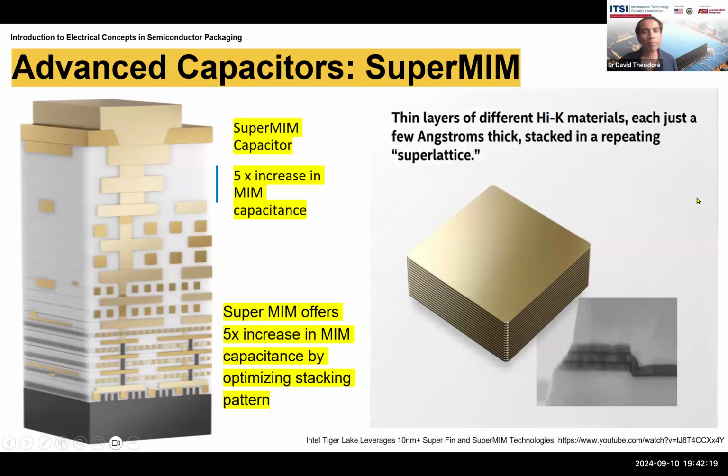So another step is advanced capacitors, something called super MIM. Again, super as in super, and MIM as in metal, insulator, metal. So super MIM capacitor. So here is a structure where this is integrated on the silicon chip.